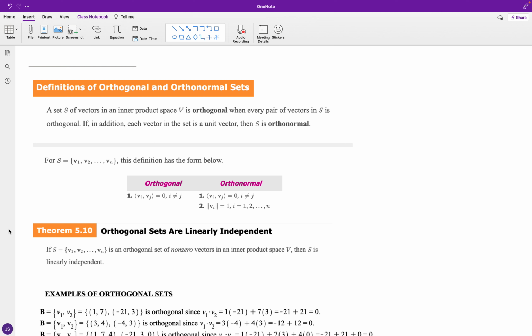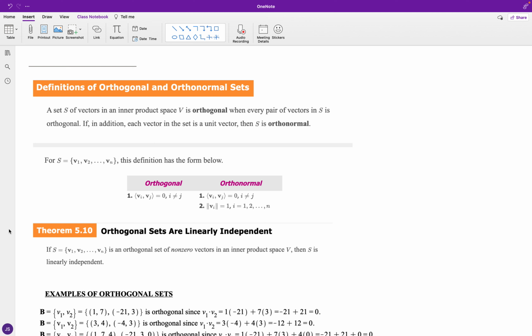Okay, now we have a set S of vectors in an inner product space V is orthogonal when every pair of vectors in S is orthogonal. If, in addition, each vector in the set is a unit vector, that is, where the norm is equal to 1, then the set is orthonormal.